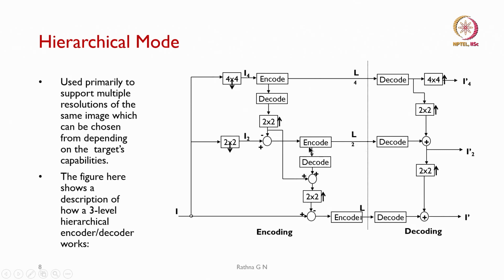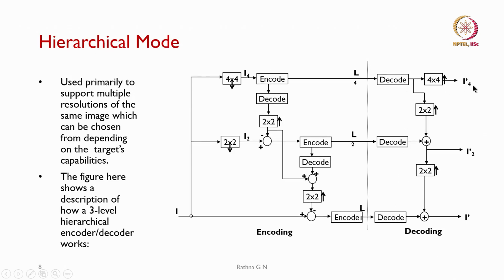The same thing, at the next level you pass this encoder output to the decoder, and then you add it to the 2 by 2 you have, call it the 2 by 2, and this will be passed on to the third level. This will be subtracted with respect to the original I, and then you encode it and call it L1. And again at the decoding place, you are decoding these 3 levels of the encoded message.